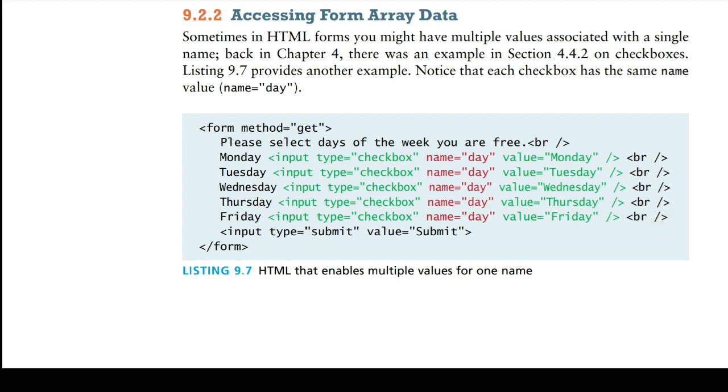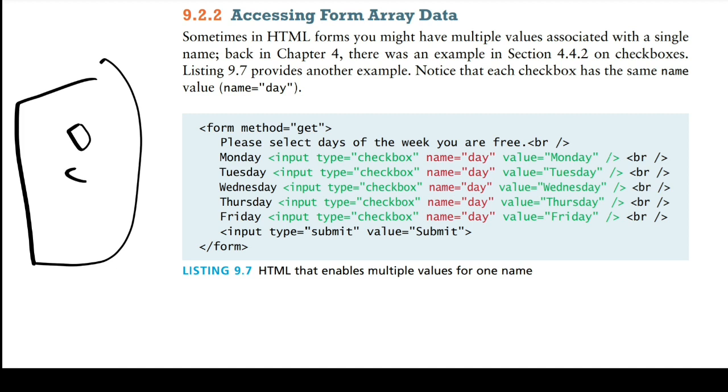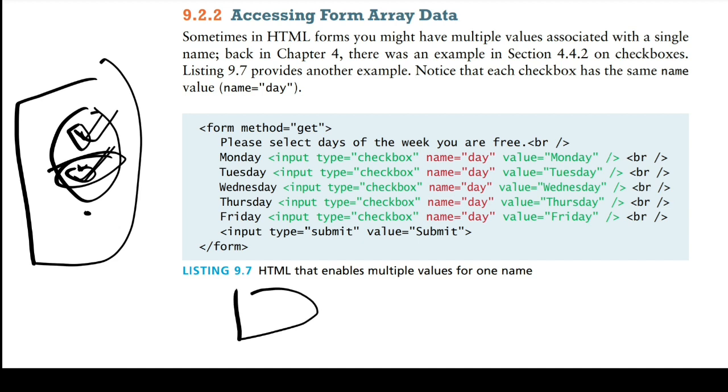Accessing form data. Accessing form array data means if you have a checklist here, and in the checklist you have selected multiple options, and you want to display all these options, what array will you be using? Using the traditional techniques, if you select multiple items, the last item which you selected will be displayed, because in the array, if you select this, this will be stored, and if you select this, this will be replaced by this.